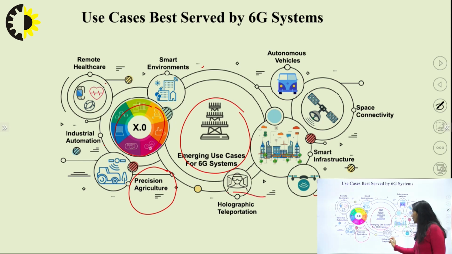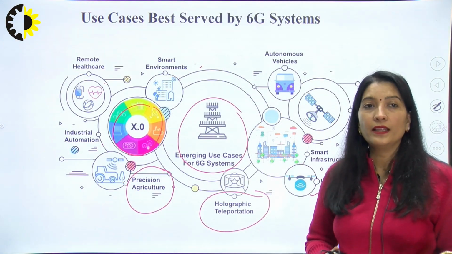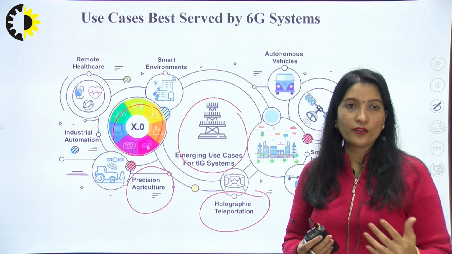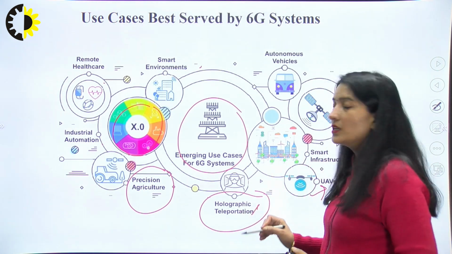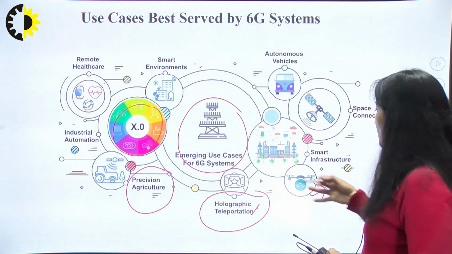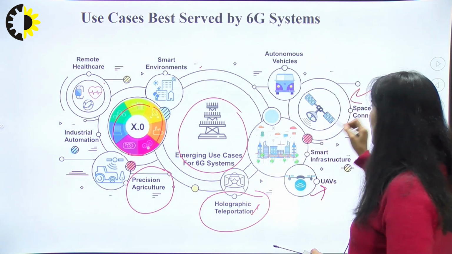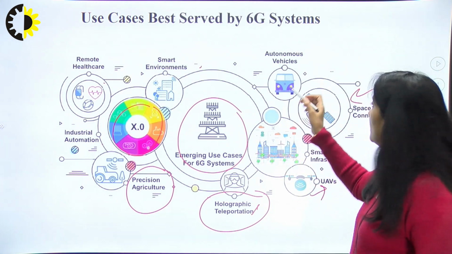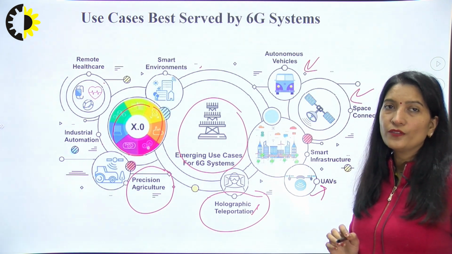Also holographic teleportation. This is also a use case of 6th generation, in which if you're talking to someone on your mobile phone, then you can have a feeling that you are just standing in front of each other. So this can be done with the help of holographic teleportation. This is another use case of 6th generation. Then we have space connectivity, yes, with the help of CubeSats. Autonomous vehicle, yes, this is another use case of 6th generation.